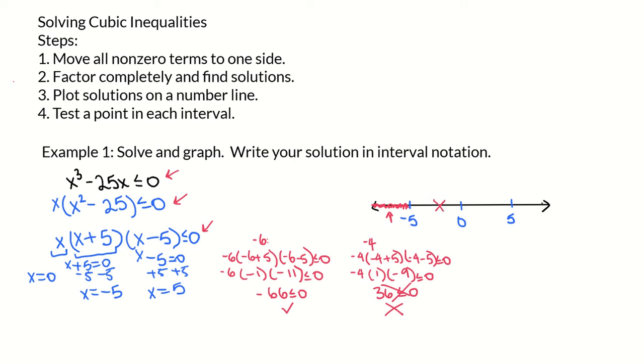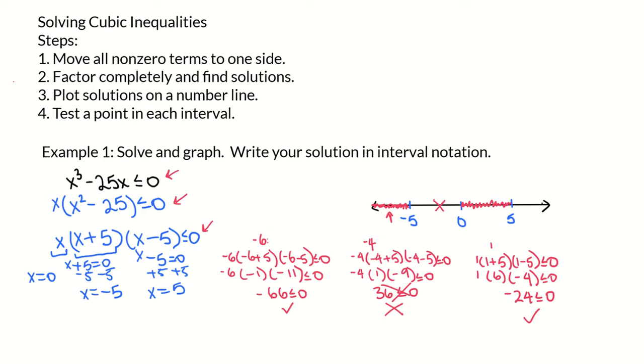Now we'll choose a point between 0 and 5. Let's choose the point 1. Plugging into the factored form, that would be 1 times 1 plus 5 times 1 minus 5. We want to know if that's less than or equal to 0. This is 1 times 6 times negative 4, which is negative 24, which is indeed less than or equal to 0. So this region is part of our solution set.